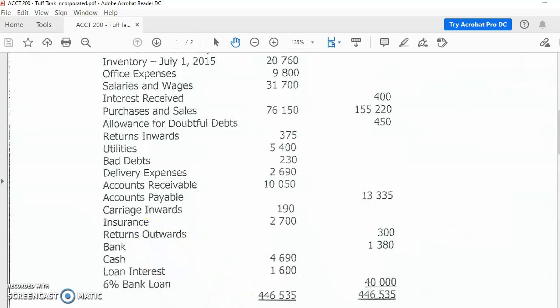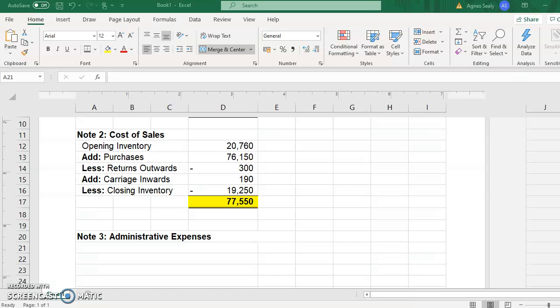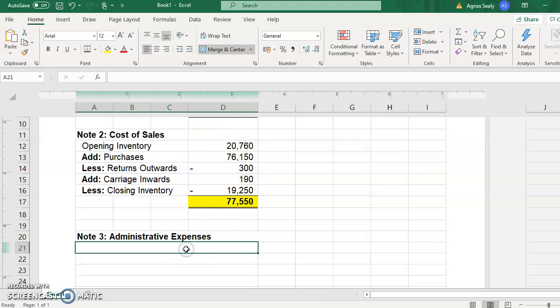So let's go back to our spreadsheet and calculate our administration expenses. So we have our spreadsheet here, and our first admin expense, as I said, we were going to look at was depreciation. And this will be the depreciation on the office machinery. So this is depreciation on office machinery.